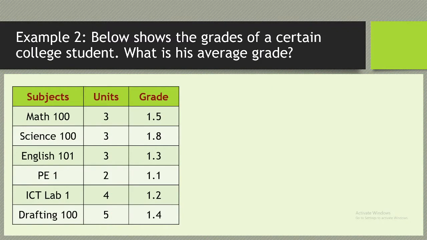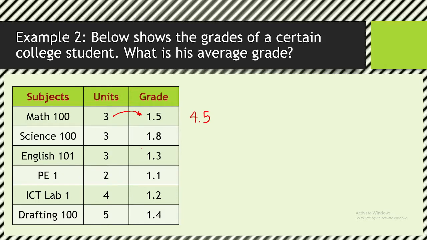Let's have another example. Like for instance, below shows the grades of a certain college student. What is his average grade? Now take note, I cannot get the average by simply adding all these grades and dividing by 1, 2, 3, 4, 5, 6, because there is now a corresponding unit for each subject. So for math 100, that's 3 units. So I'll be multiplying 3 units with 1.5. I'll be getting 4.5 for that.